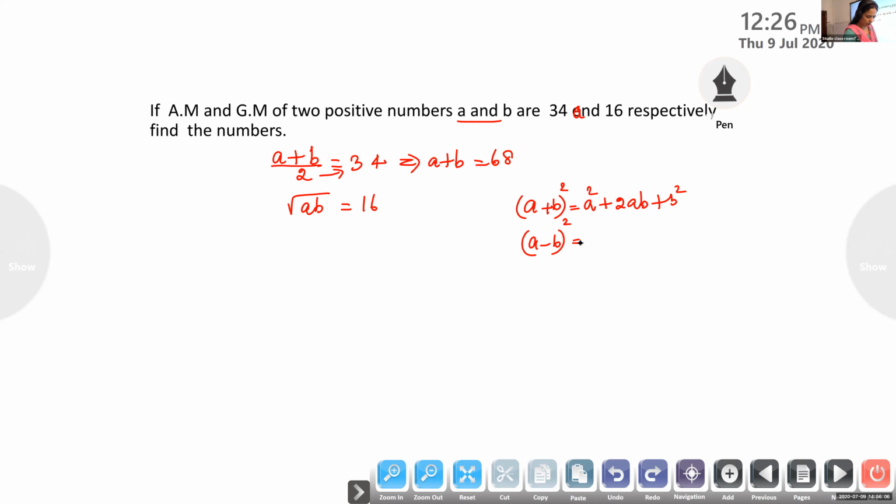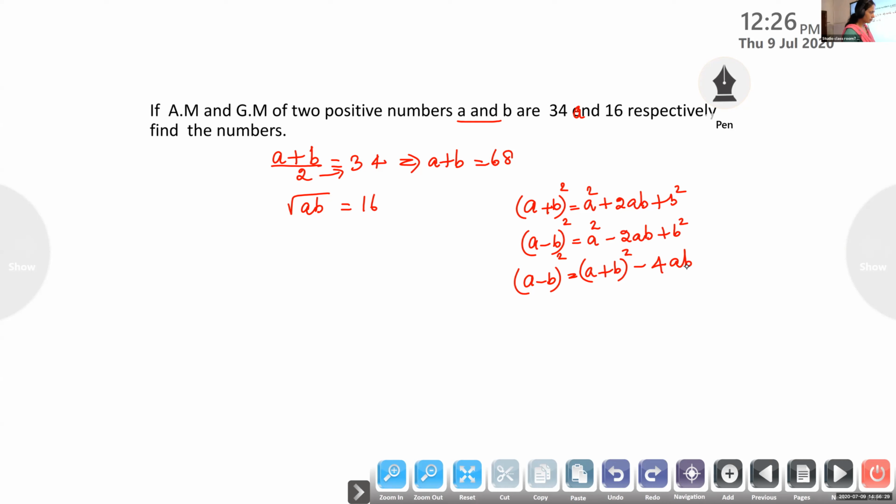What is (a minus b) the whole square? It is a square minus 2ab plus b square. Now listen, children, is it possible to write (a minus b) the whole square as (a plus b) the whole square minus 4ab?